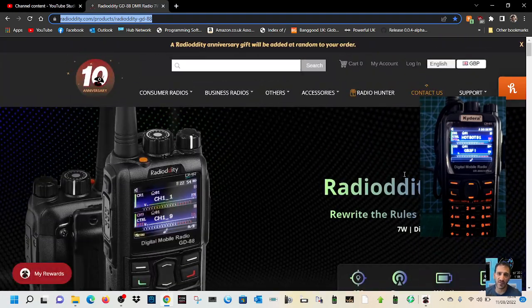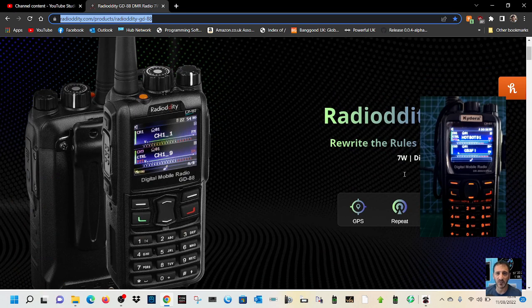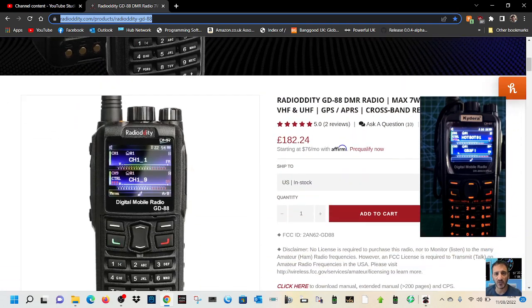So it looks like RADIODDITY have now got this in stock if you're in the USA and Europe and other areas. So it's a VHF, UHF, DMR radio, has dual receive on digital and analog and cross mode, APRS, GPS, and so much more. So I thought I'd show you. I mean, the price looks reasonable to me.